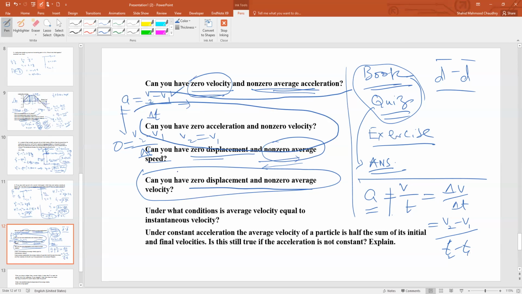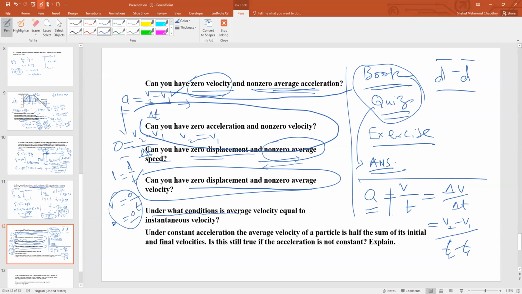Zero displacement. Okay, v is equal to d over t. So if we put zero here, can v be non-zero? It will be zero. Is it possible that v has some value? Non-zero means some value, and this is zero. No, we can't. Impossible. I think not possible.